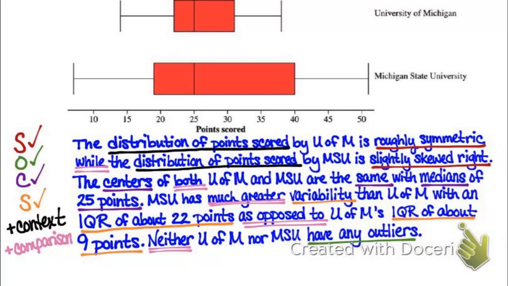MSU has much greater variability than U of M, with an IQR of about 22 points. I'm getting that context in there, as opposed to U of M's IQR of about 9 points. Neither U of M or MSU have any outliers. When we've got that SOCS going on off to the side to remember everything we have to hit, there's no reason why you have to describe it in that order. Those are just all the things that you need to make sure to touch on.